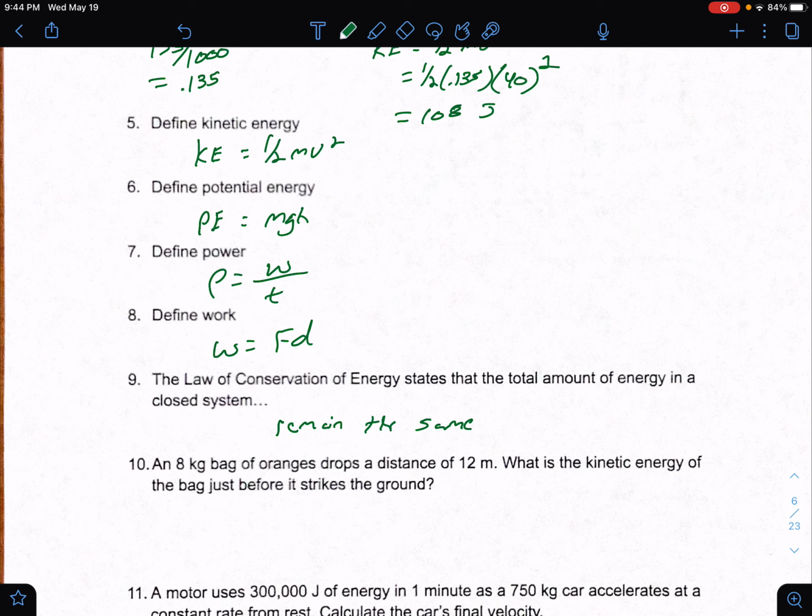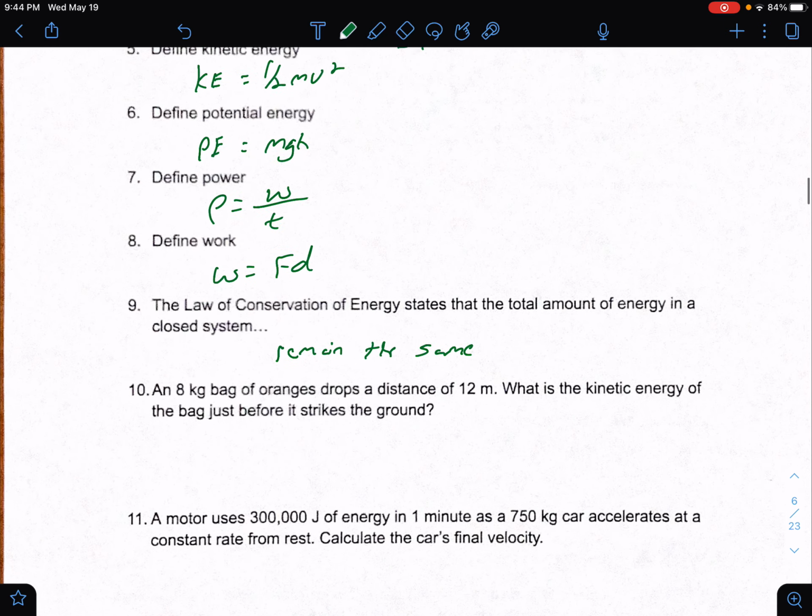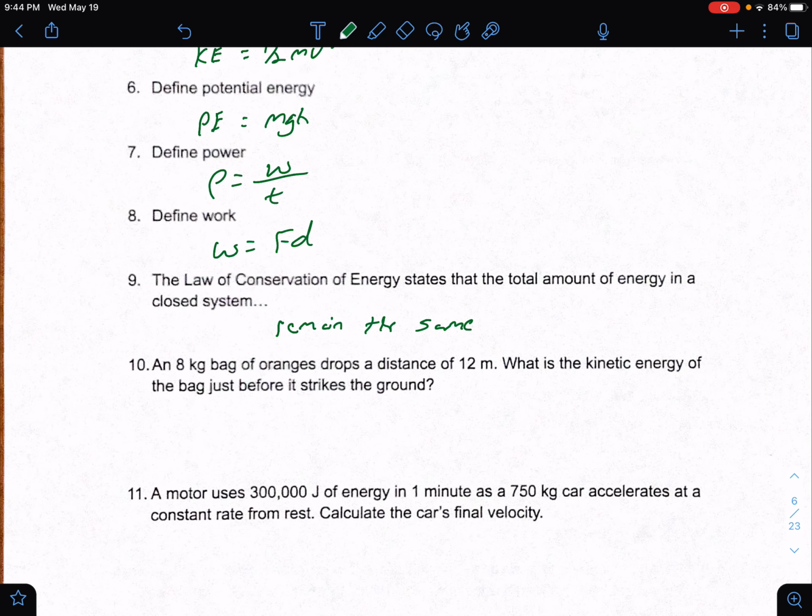Okay, so the total energy you had at the beginning is going to be the total energy you had throughout the entire thing. Okay, so number 10, an 8 kilogram bag of oranges drops a distance of 12 meters. What is the kinetic energy of the bag just before it reaches the ground? So that means when it was sitting here before it fell, it had potential energy. So my potential energy equals mass, which is 8, times gravity, which is 9.8, times my height, which is 12 meters. So that means my potential energy at the top comes out to be 940.8 joules.